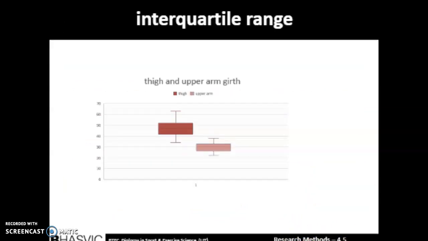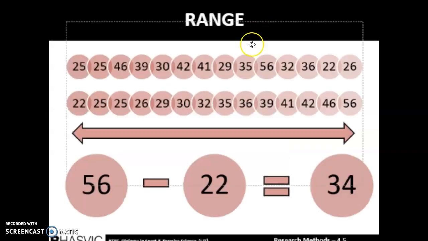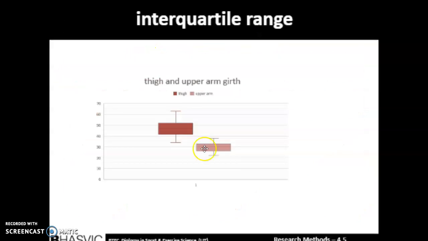So next we have the interquartile range. The interquartile range is a little bit more complicated. The interquartile range is the middle 50% of the data. So if we look at this strip here, this is 100% of the data. We're looking for the middle 50%. So to put it in a box plot, we've got 25% here and 25% here, and the 50% is in the box. So that is the interquartile range.